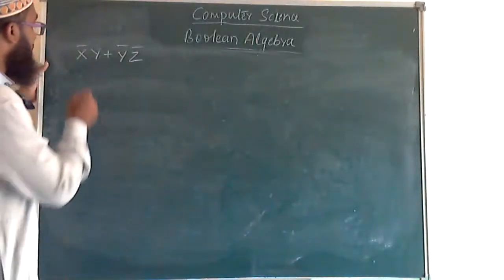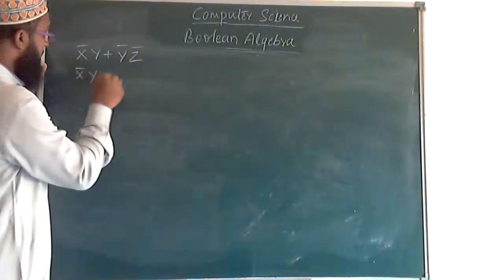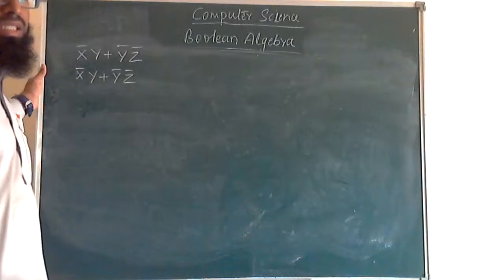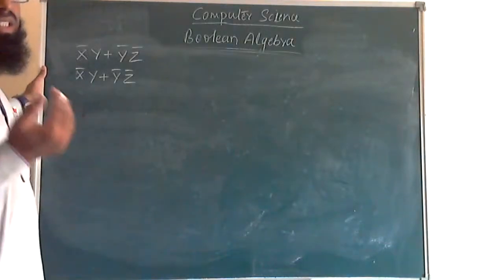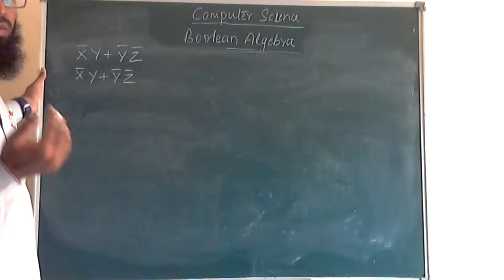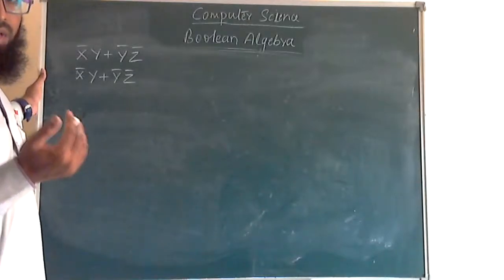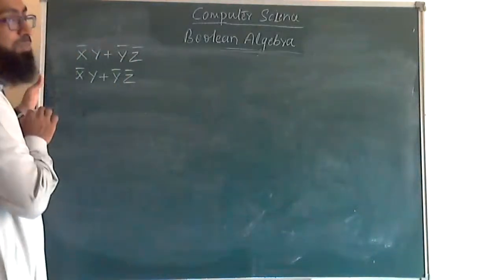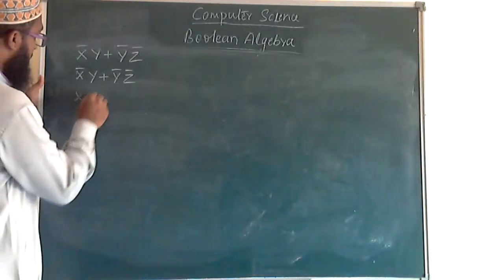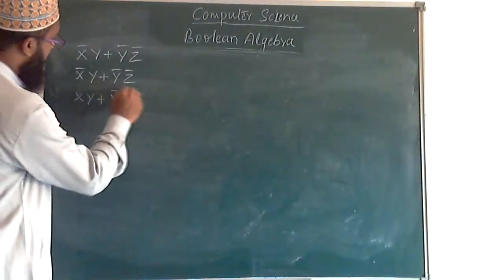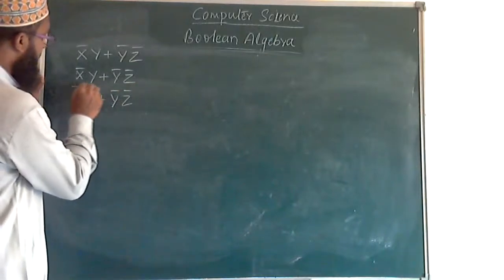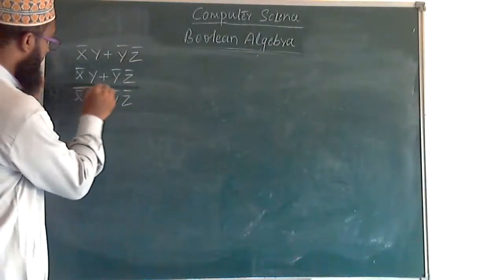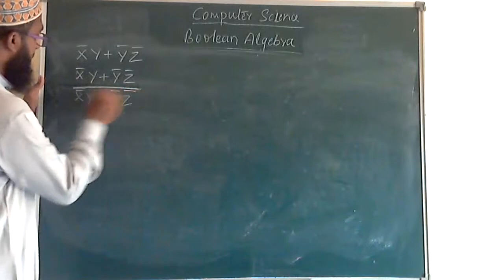So first write down the literals as it is. Then apply De Morgan's law. What does De Morgan's law state? We did it in our previous class. Complement the entire expression, x bar y plus y bar z bar. Put a bar for the entire expression.